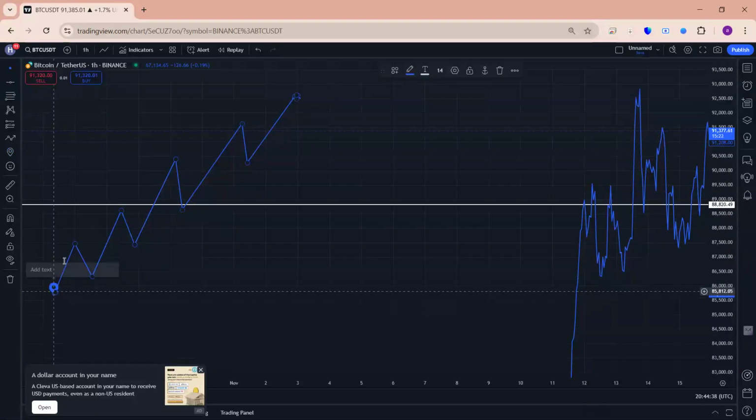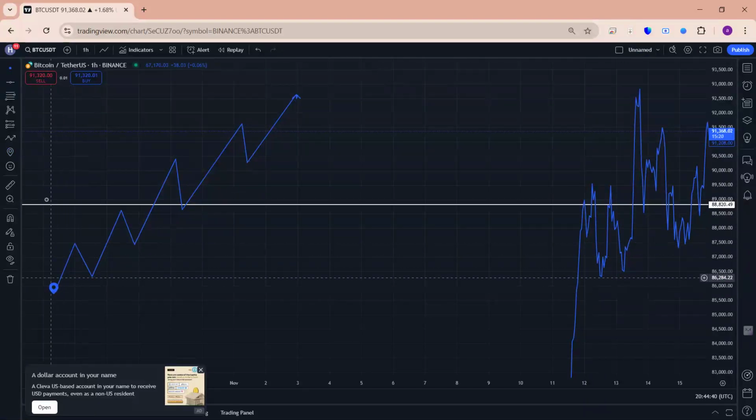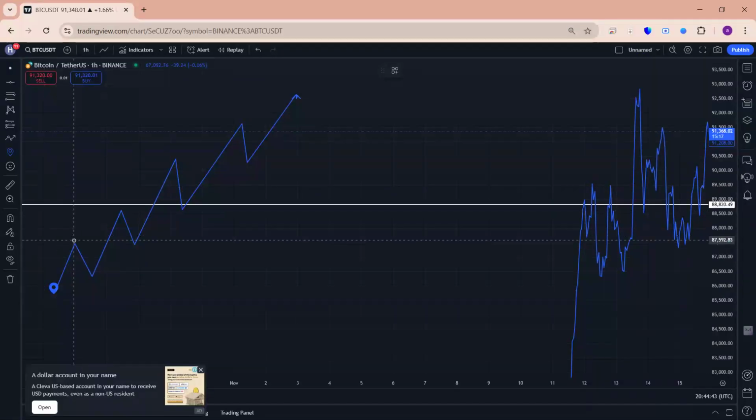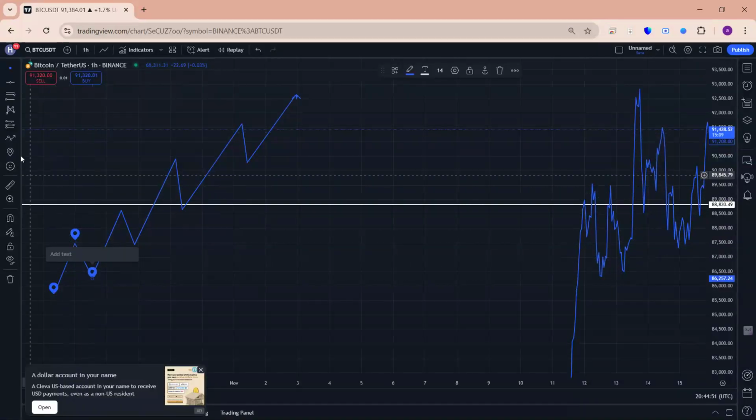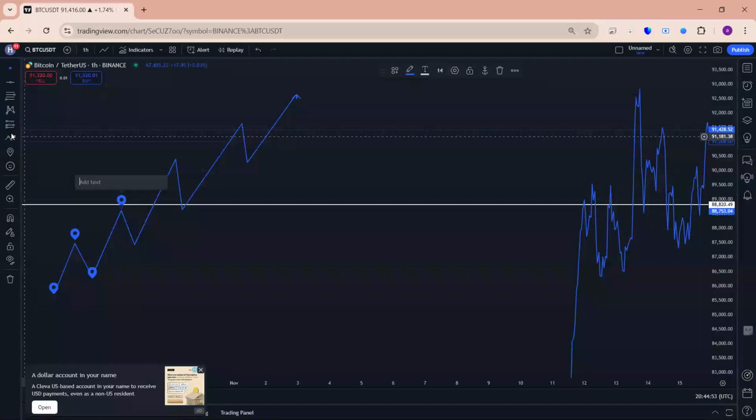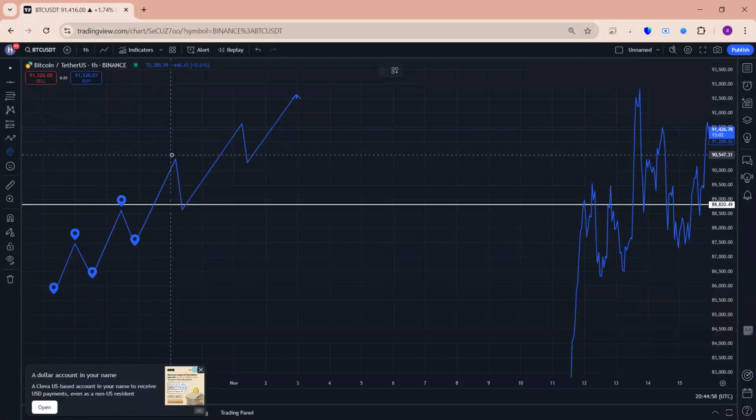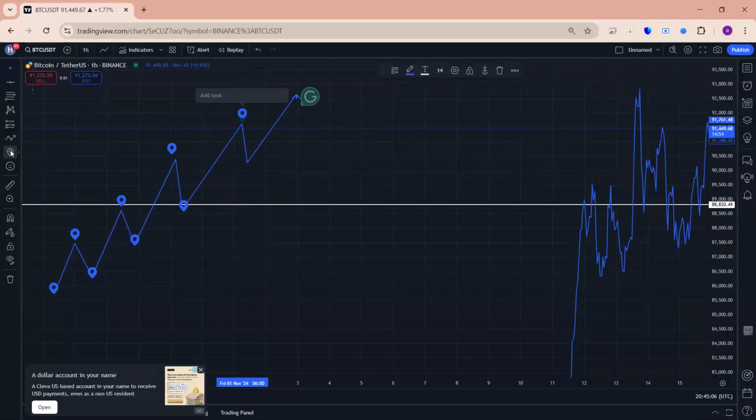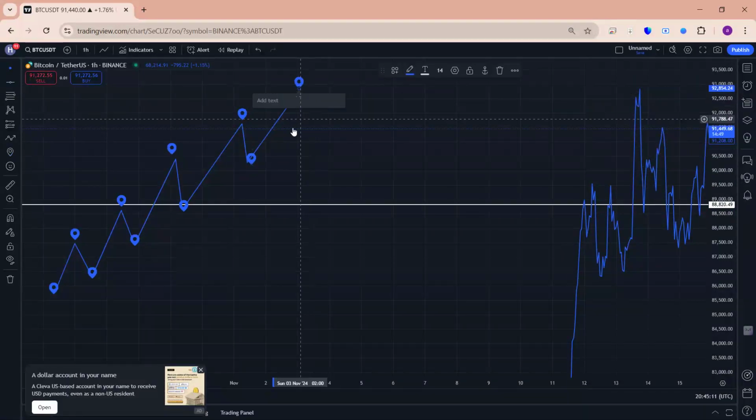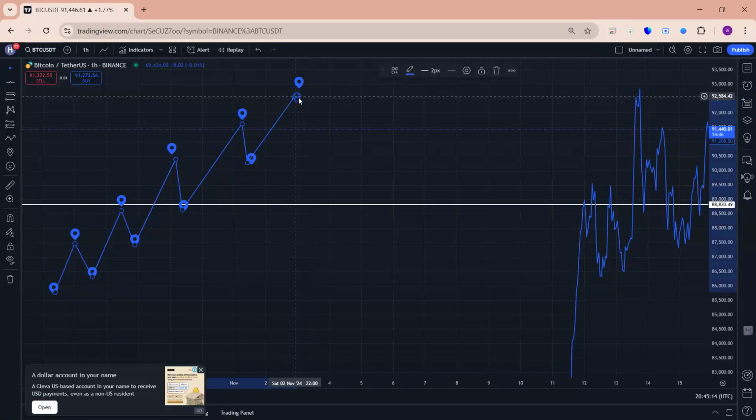So this is a low. This is a high. This is a higher low. This is a higher low. This is a higher high. I'm very sure I've explained this thing: higher low, higher high, higher low, higher high, higher low, higher high.